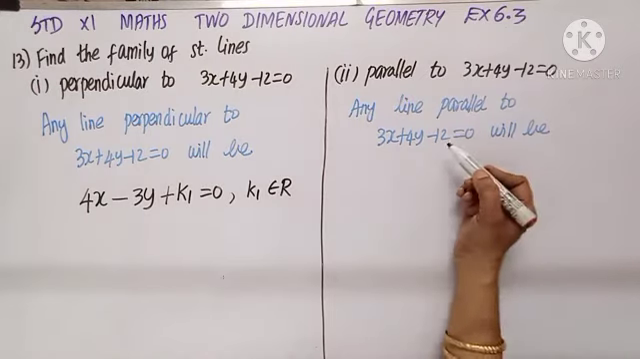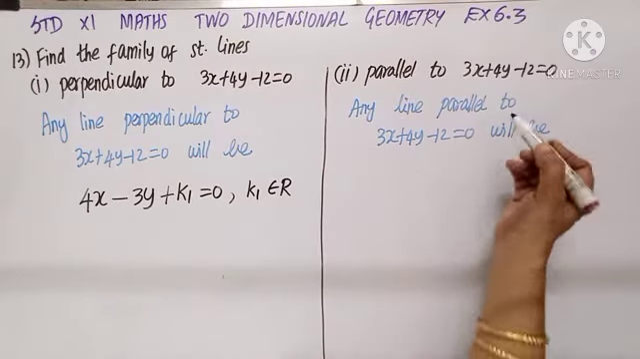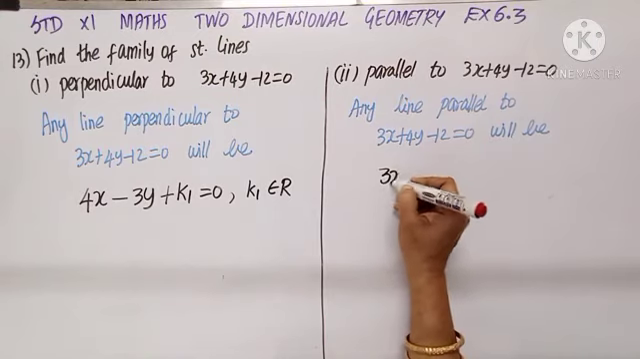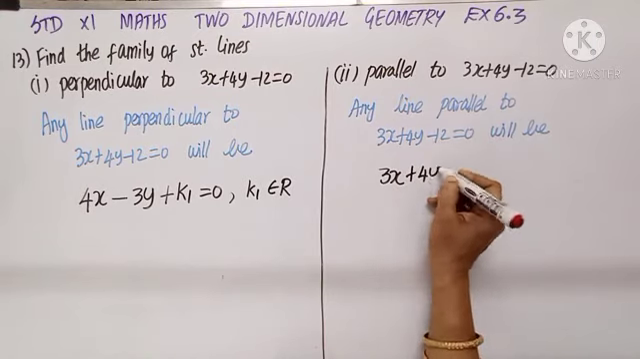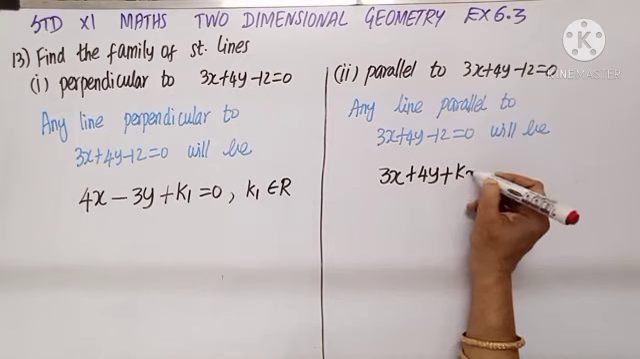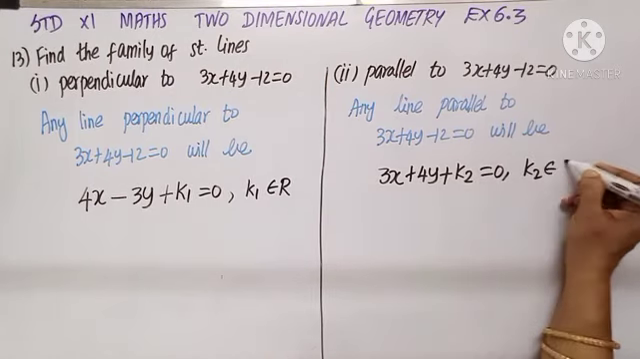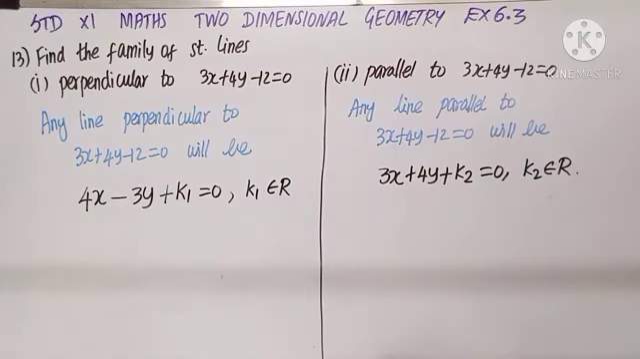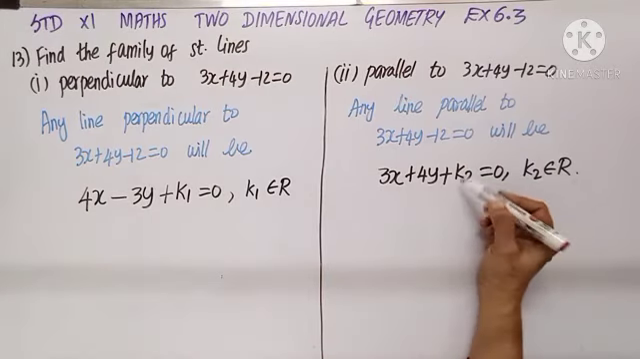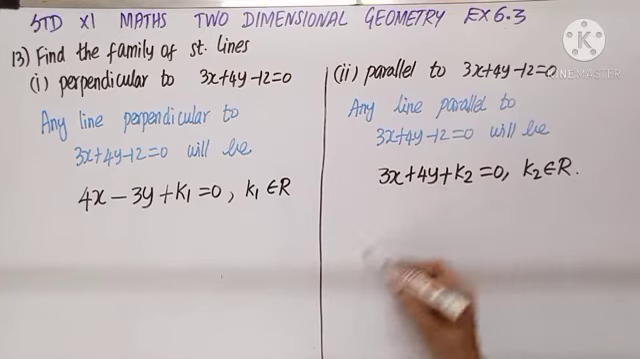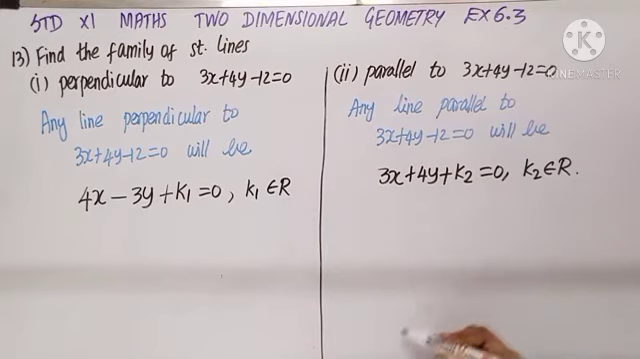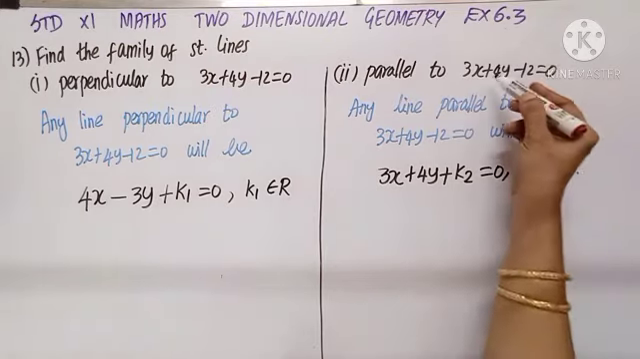Now the question is parallel to. For parallel, I write x as it is, y as it is, change only the constant. Similarly, let us write K2 is a real number. As I keep on changing K2, I will get the system of parallel lines to the given line.